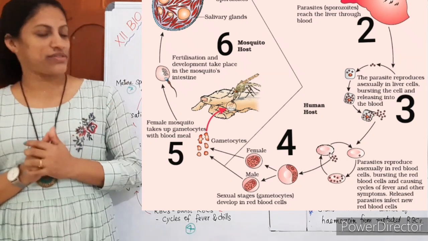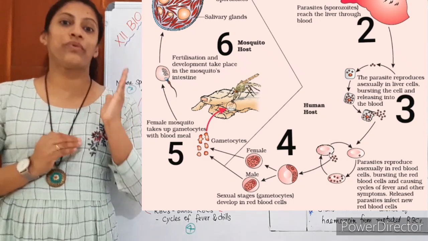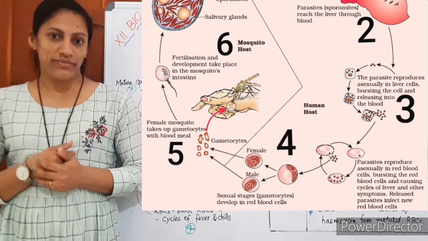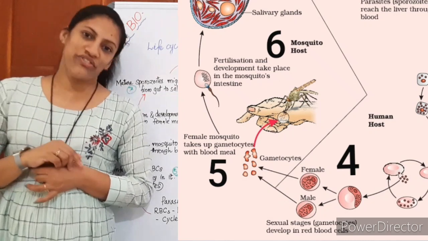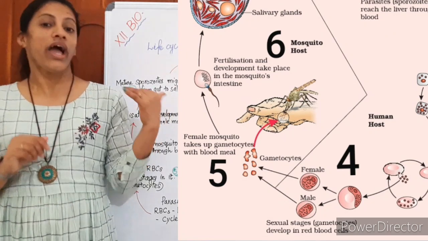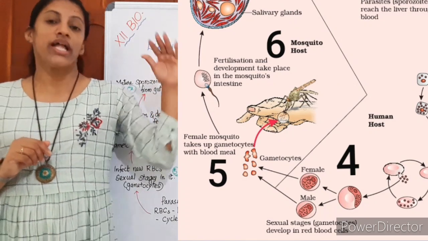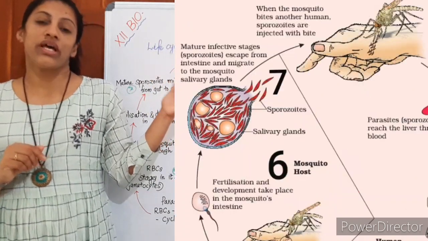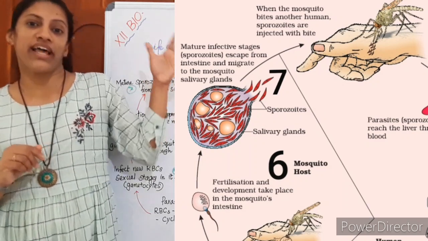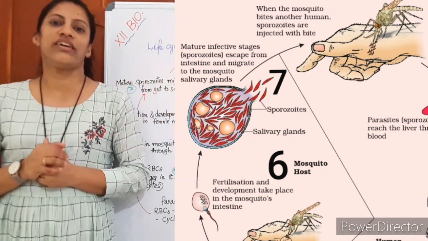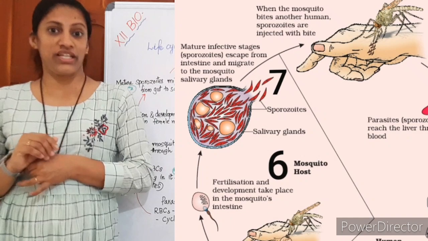Then what happens? The gametocytes are taken to the mosquito through a blood meal. The gametocytes reach the gut of the mosquito, where the fertilization takes place. After fertilization, further development takes place. Then the sporozoites, in matured form, are stored in the salivary gland of the insect.